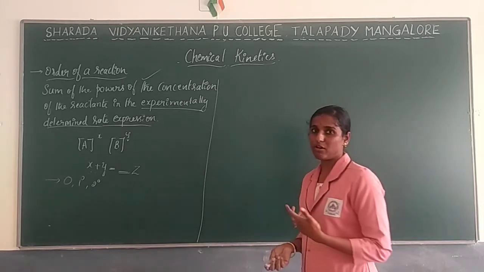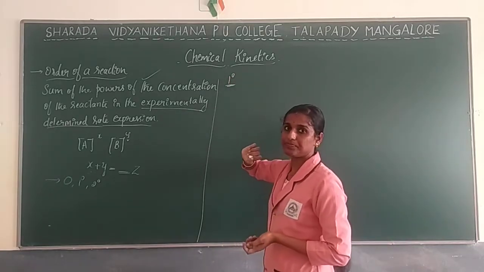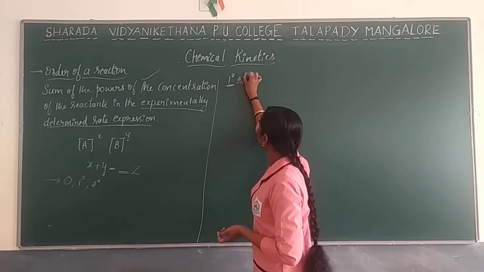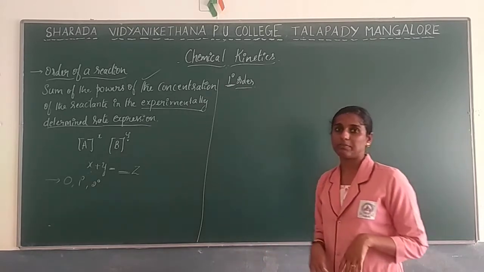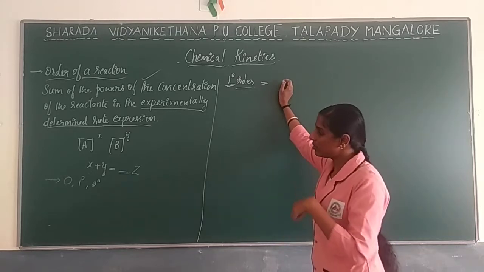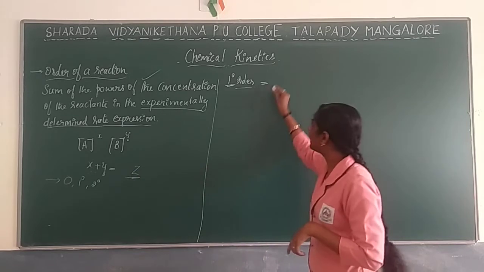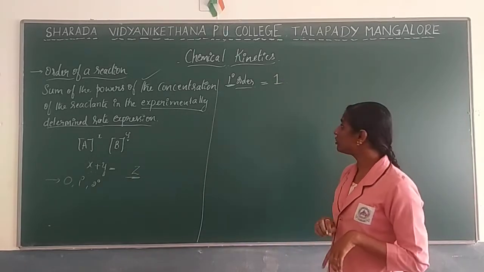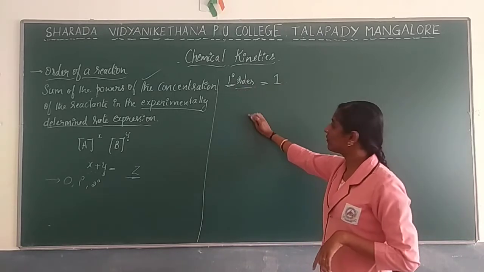So now we will see some of the examples under primary order of the reaction first. For this, we'll just see some of the examples. As I said, when you add the totally combined values, whatever the values are there, if you get the value as 1, the order of the reaction is 1. So that will be considered as primary order of the reaction.